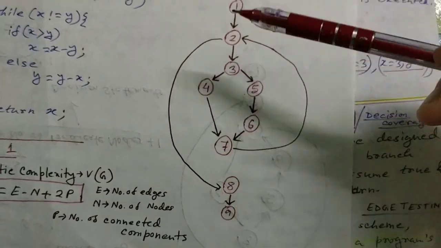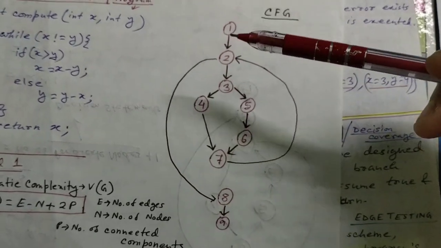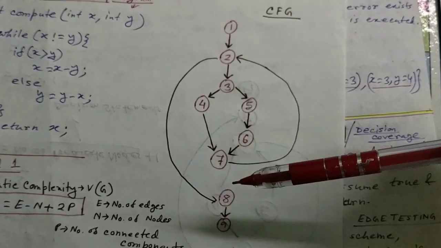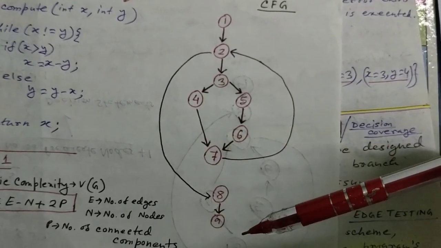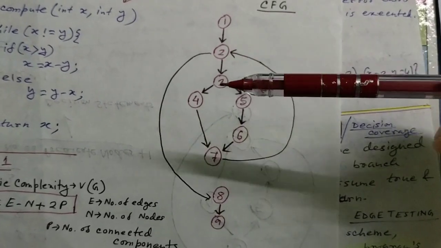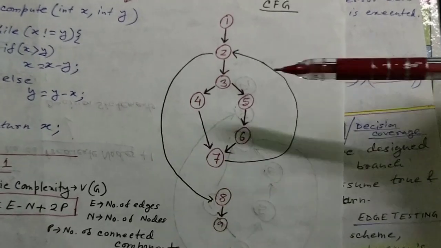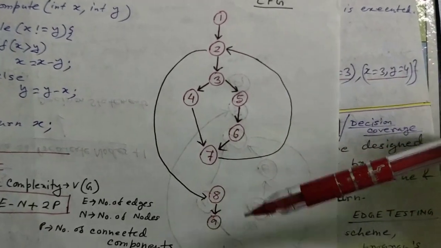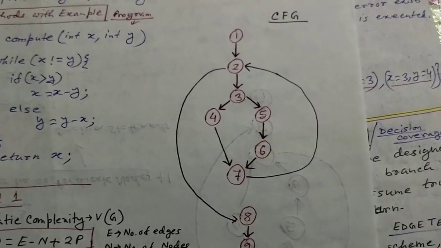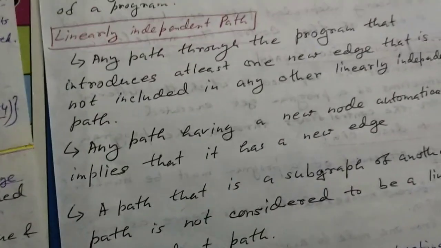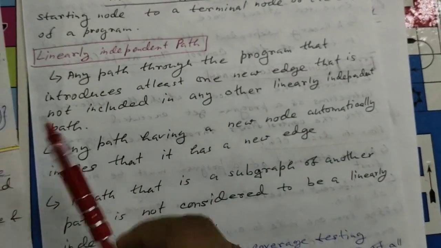Suppose we consider a path from 1 to 9. See, 1, 2, 3, 4, 7, 2, 8, 9 is one of the paths. Again, 1, 2, 3, 5, 6, 7, 2, 8, 9, another path. So we can get two paths here. Okay. Next, what is a linearly independent path then?